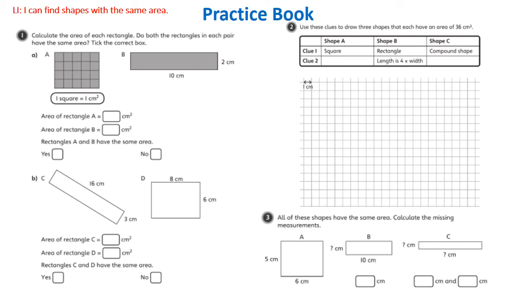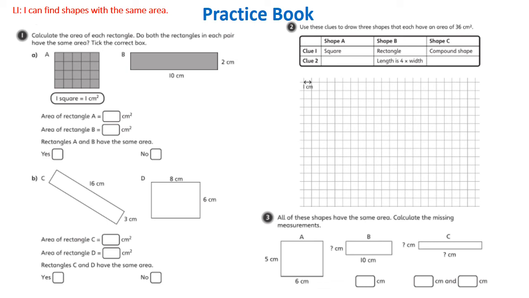Then look at number 2. So use these clues to draw 3 rectangles that each have an area of 36. So clue 1 is a square for shape A, but there is no clue 2. So how are we going to work that out? Remember, what are the properties of a square? Every square has equal sides.